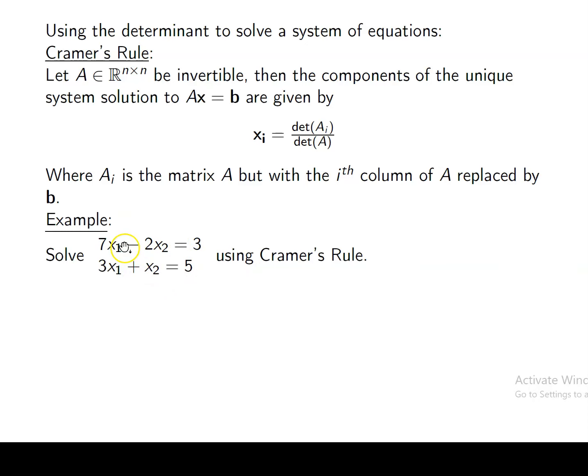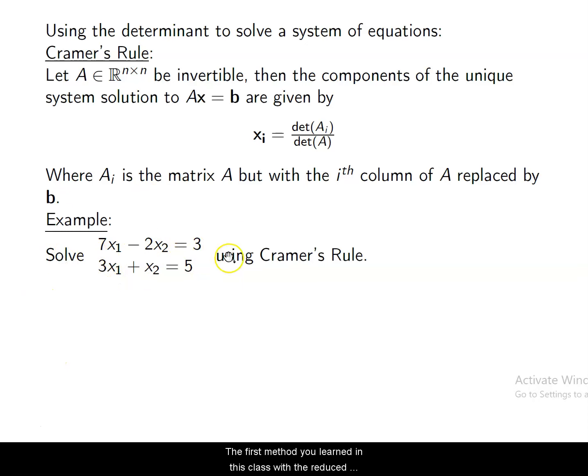So again, if I gave this to you at the beginning of the semester and before you had any linear algebra tools available to you, you would have probably multiplied this thing by 2 to get the coefficients to match up, added them together to cancel out the x2's, or you would have solved for this x2 and then plugged it into this equation, right? So those are the two methods that you learned before you even went into this class, right?